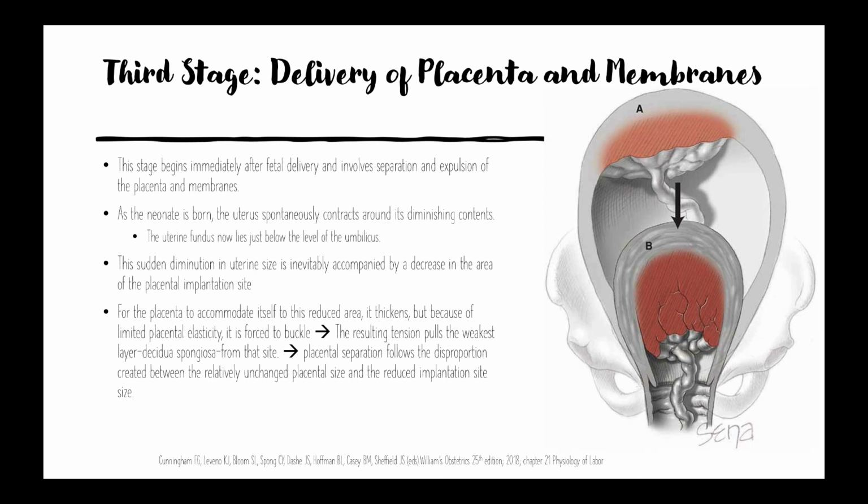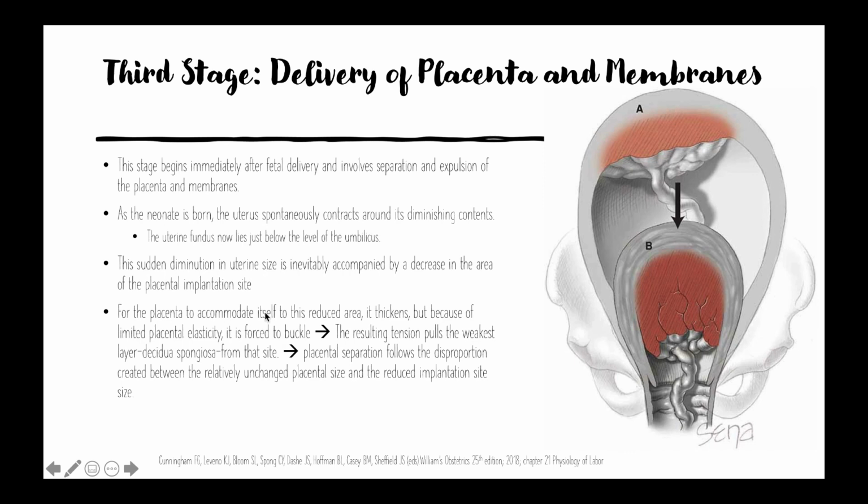Now we go to the third stage of labor. This stage begins immediately after delivery and involves separation and expulsion of the placenta and its membranes. As the neonate is born, the uterus spontaneously contracts around its diminishing contents, and the uterine fundus now lies below the level of the umbilicus just after the neonate is delivered. This sudden diminution in uterine size is inevitably accompanied by a decrease in the area of the placental implantation site.